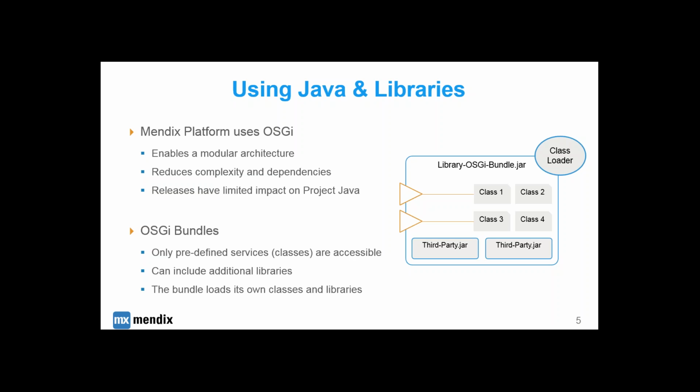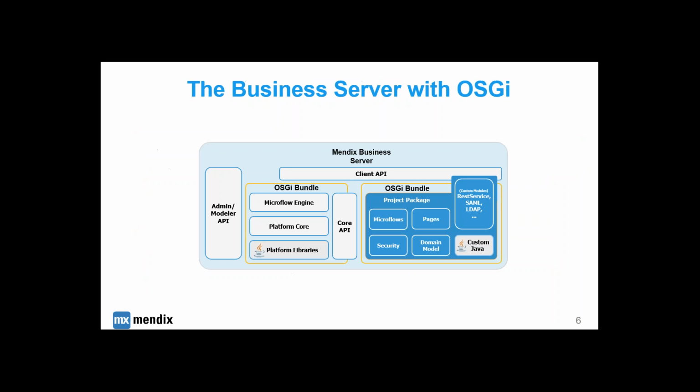So the fact that we have the ability to have everything in OSGi is a very important concept to remember. When you are incorporating third-party Java, you want to use the OSGi compatible libraries, or else you have the ability to run into class loader issues with that. So as you can see here, we have really two main OSGi bundles.